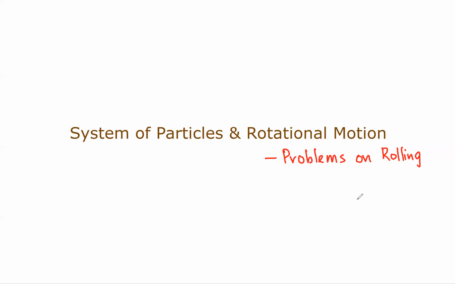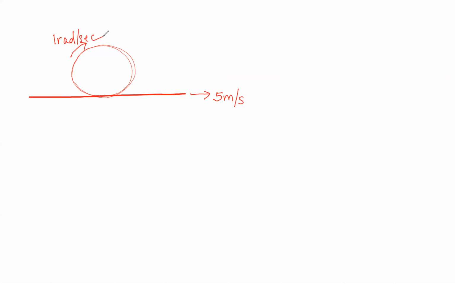Let's start today's class. I'll give you some problems that we already did in the last class, but try them once again. Let us say that there is a plank, and on this plank, there is a wheel. There is a wheel that's kept on this plank, and the plank is moving with a speed of 5 meters per second. The wheel is rotating on this plank at a speed of 1 radian per second. So omega is 1 radian per second.